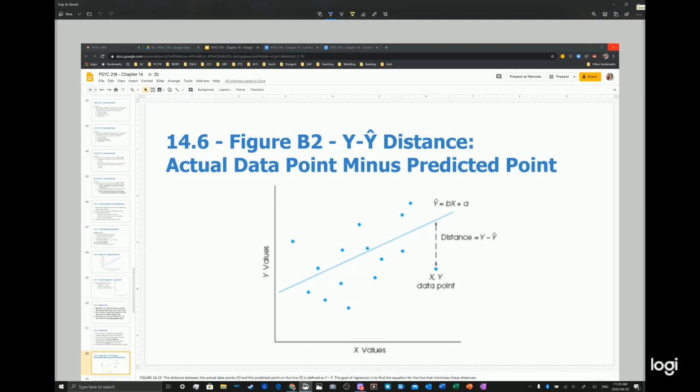Again, we have some x values here. We can name this whatever; we could go back to SATs if we like. And then we have some y values here. Again, we could use GPA here. We predict a positive correlation between those two.